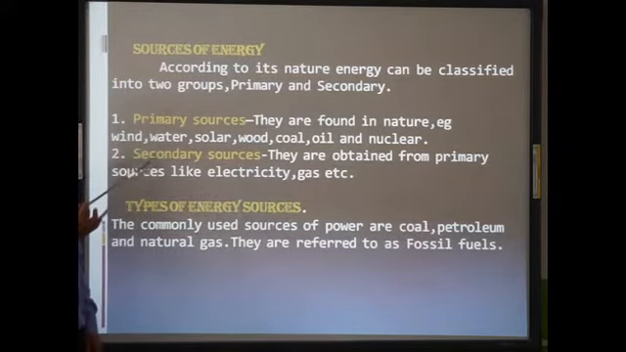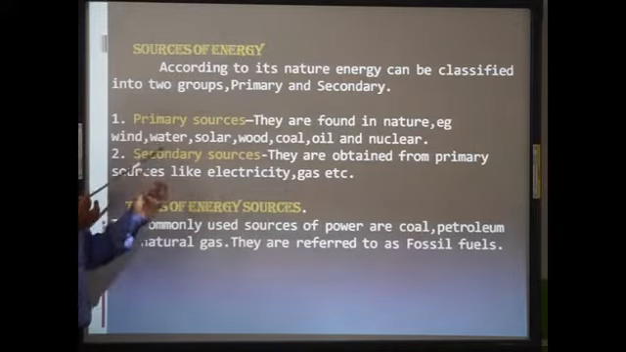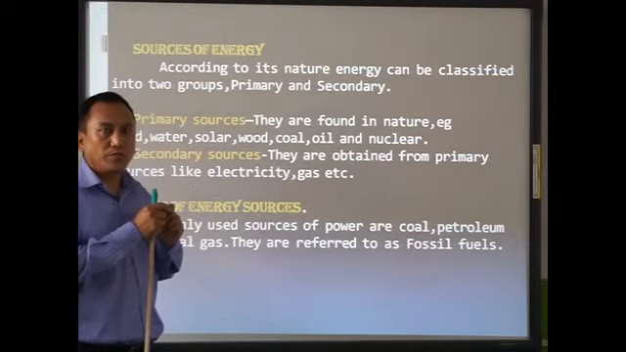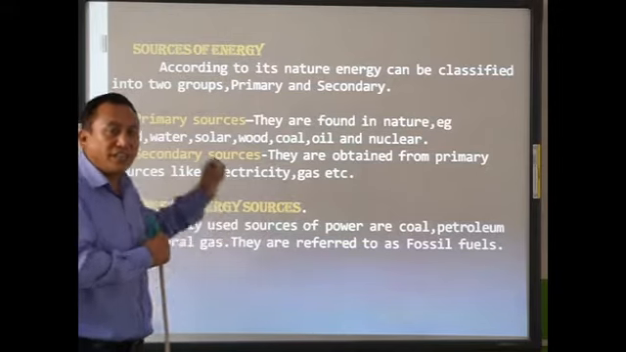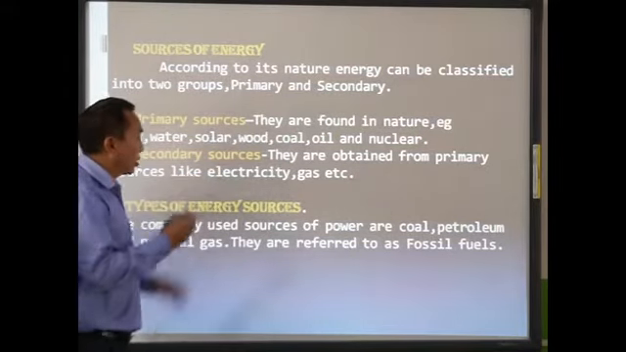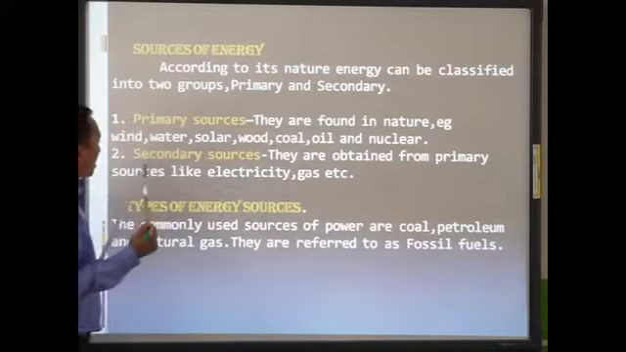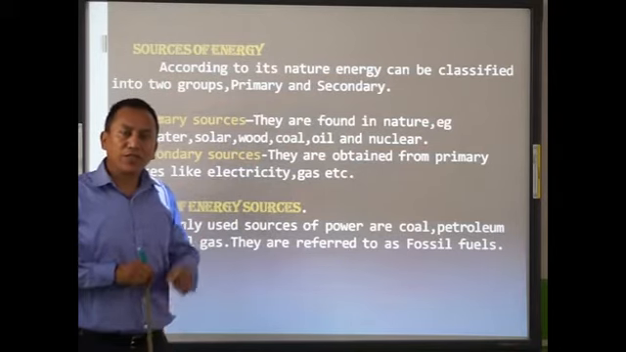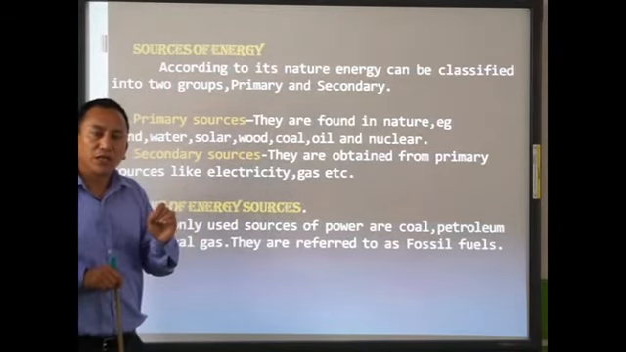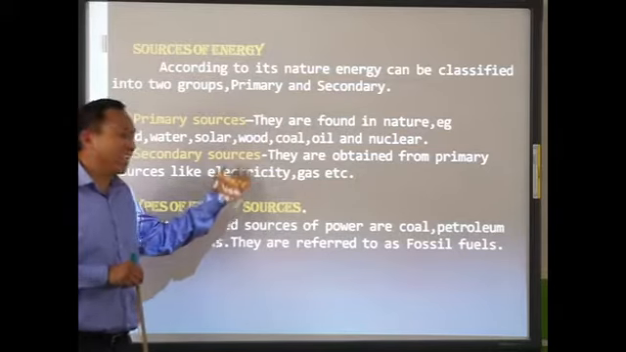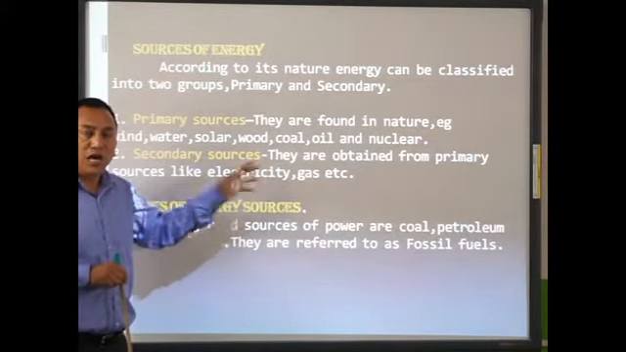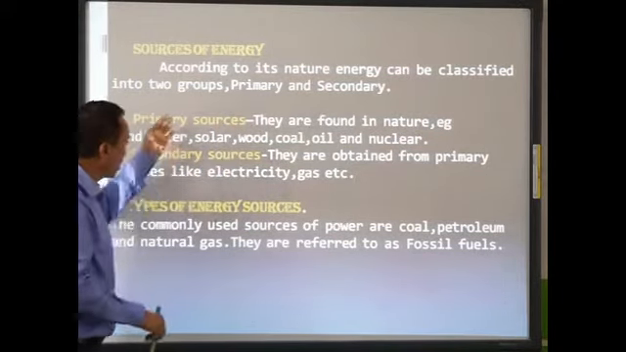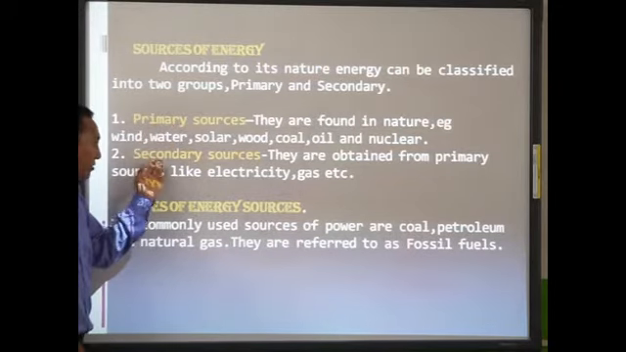The second one we have is the secondary source of energy. Now this secondary source of energy is basically extracted from the primary source. It is basically derived from the primary source. They are obtained from primary sources, like electricity, gas, etc. That means the secondary source of energy, examples electricity and gas, are derived, obtained, extracted from the primary source. So these are the two sources, primary source and secondary source.